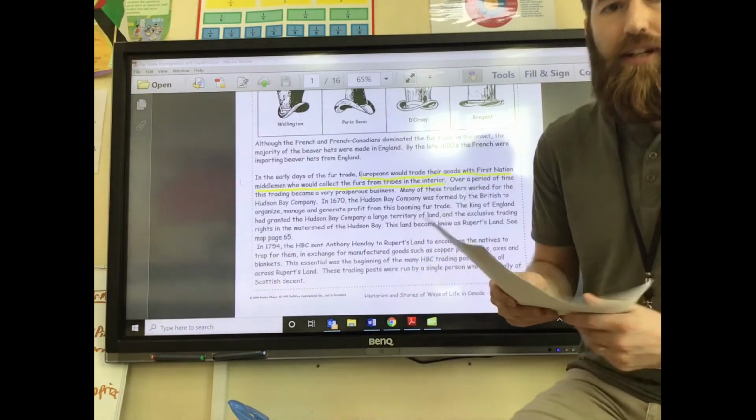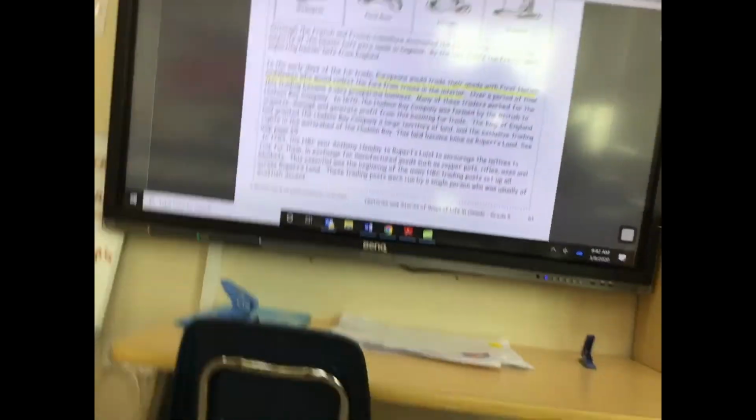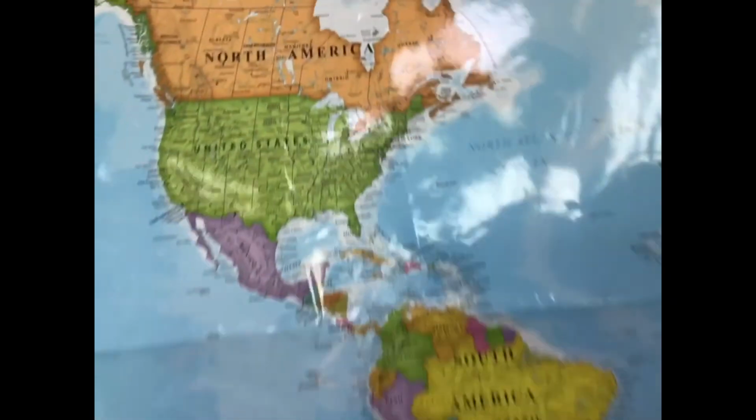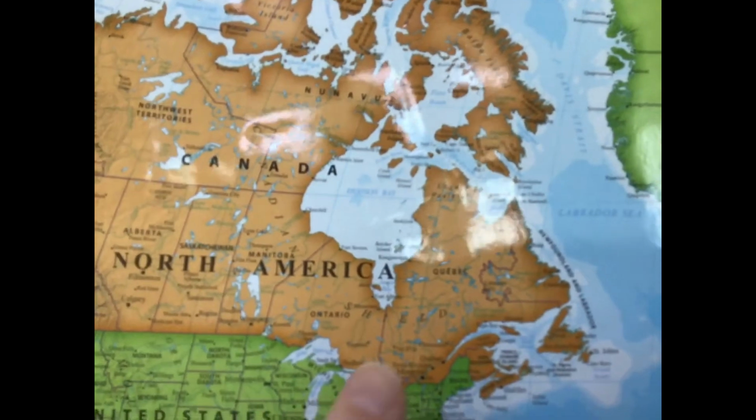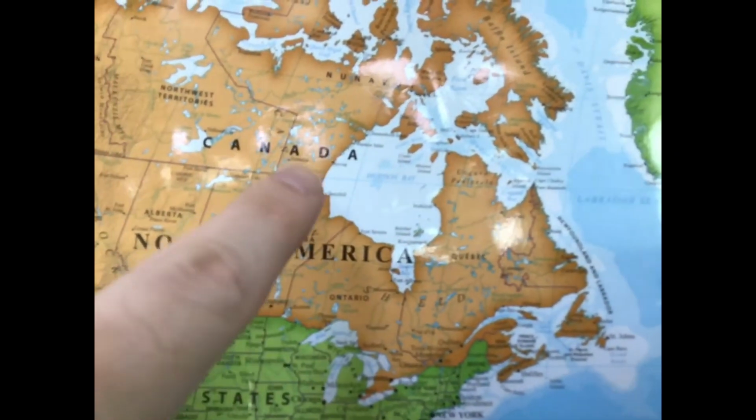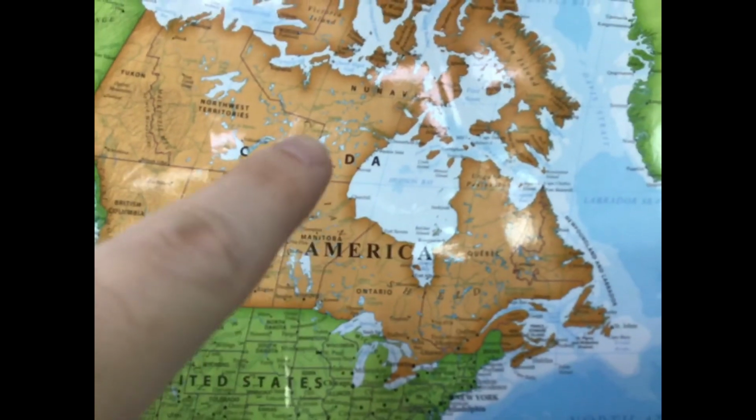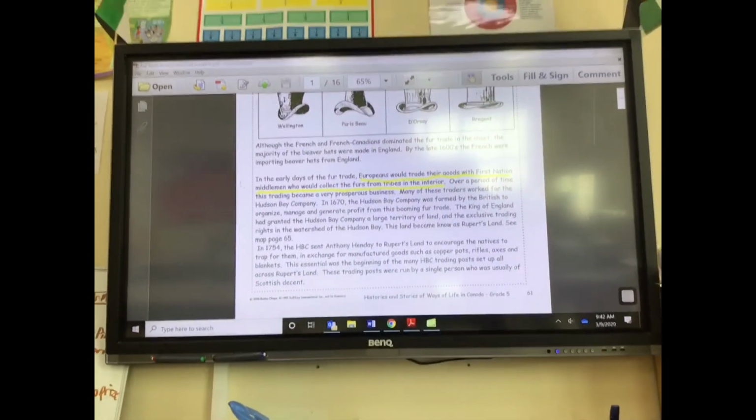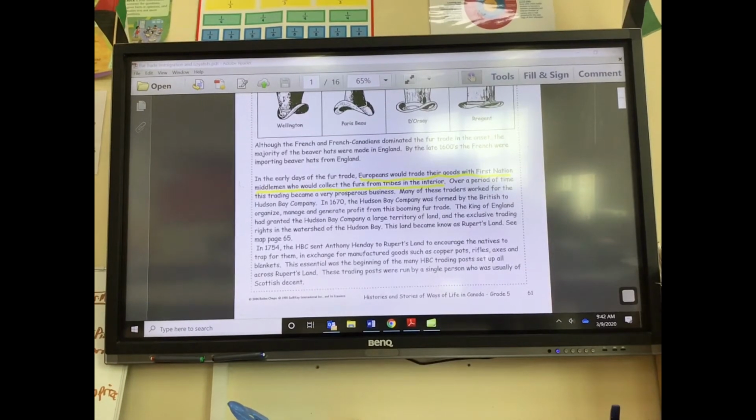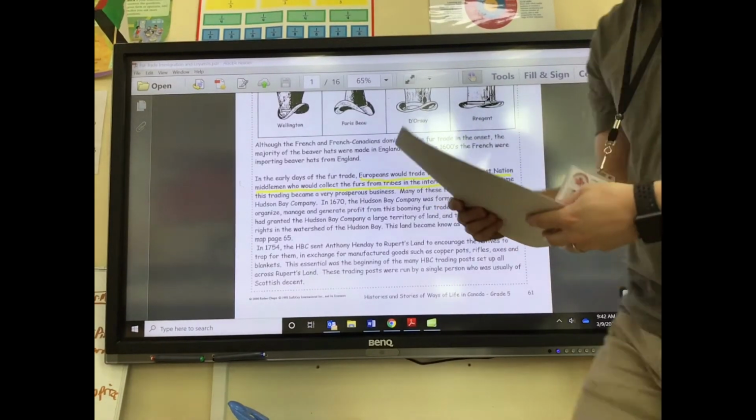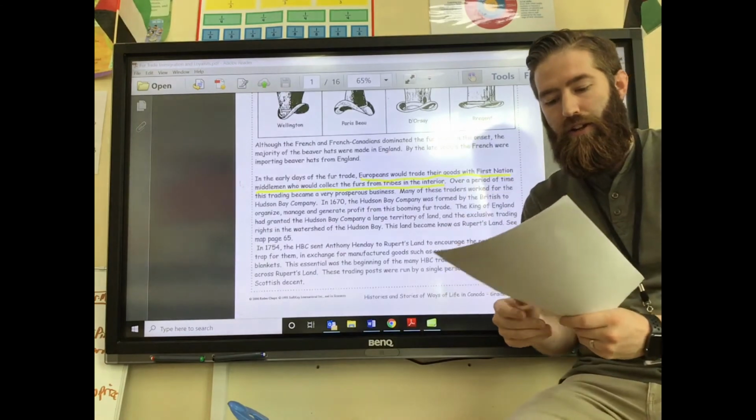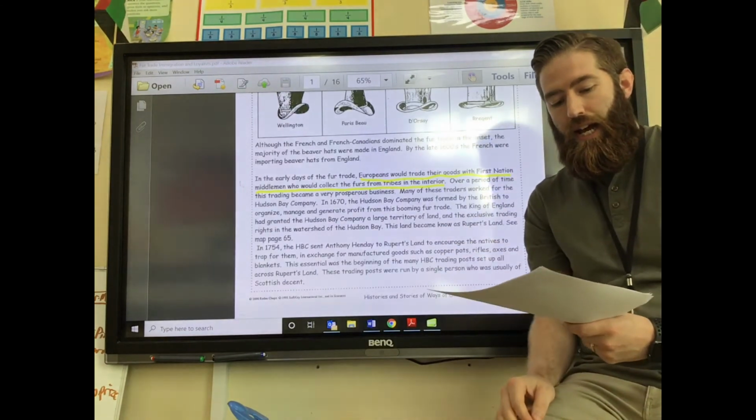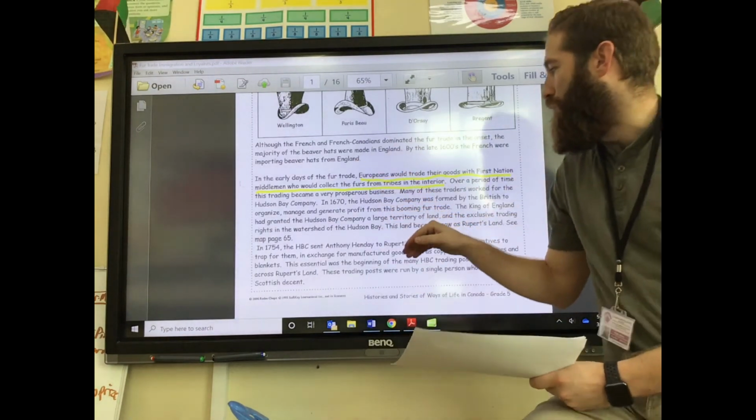which is, I'll just show you on the map here. The Hudson Bay is this area, and in the watershed of that, they were given the trading rights, the exclusive trading rights, in order to trade with First Nations people and get all the beaver furs. So this is a very important part.